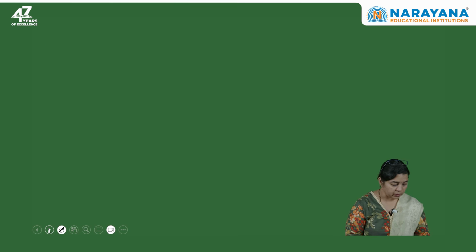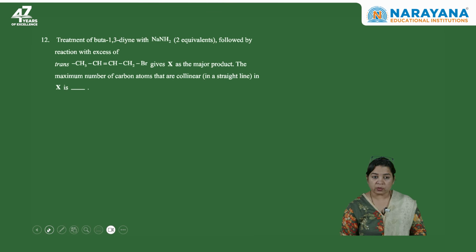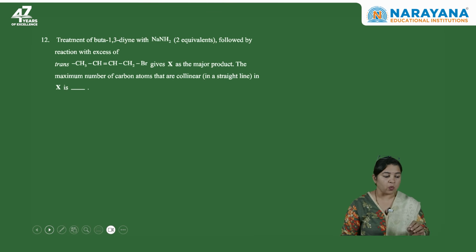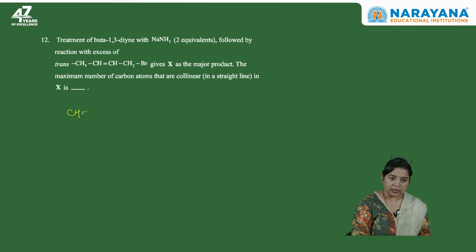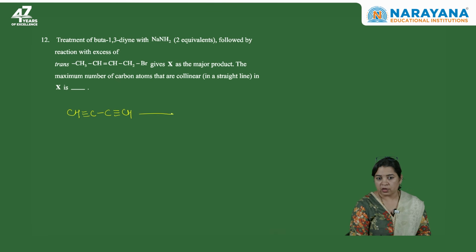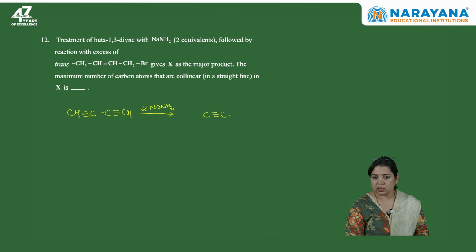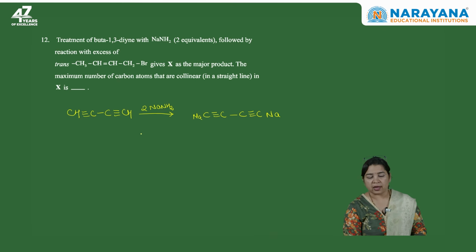Moving to question number 12. What is question number 12? Treatment of 1,3-butadiene. 1,3-butadiene means CH triple bond C triple bond CH with NaNH2. In bracket it is given, we are allowed to use 2 equivalents. So C triple bond C triple bond C, Na, acid base reaction will take place, right? This is what we'll obtain on reaction of terminal alkynes with NaNH2.